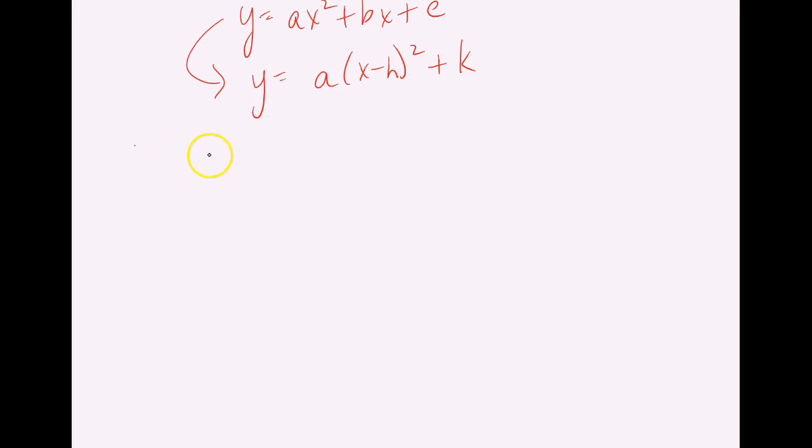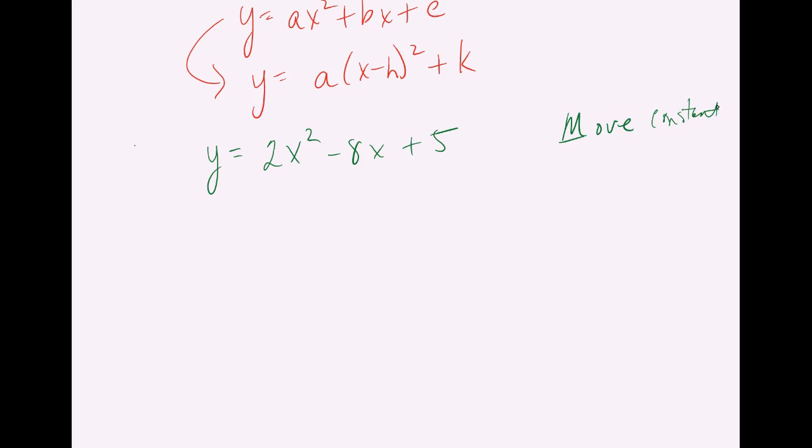Let me write out a problem first. So let's take y equals something like 2x squared minus 8x plus 5. And we are going to do completing the square. Okay, so the first thing that I do is I do an M for move. So you want to move the constant.